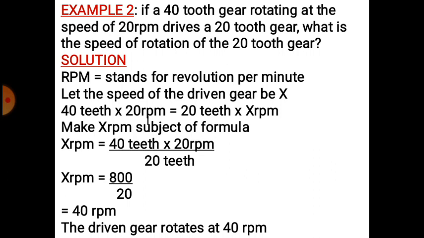So making X rpm the subject of the formula, we have X rpm equals 40 teeth times 20 rpm all over 20 teeth. So X rpm will be giving us 800 over 20. So our answer is 40 rpm. So the driven gear rotates at 40 revolutions per minute.